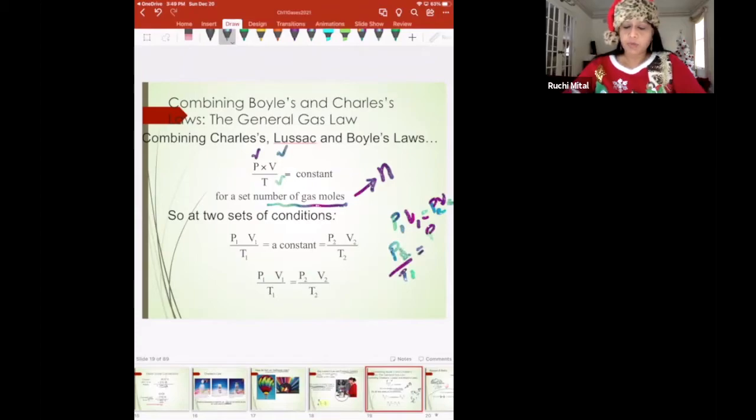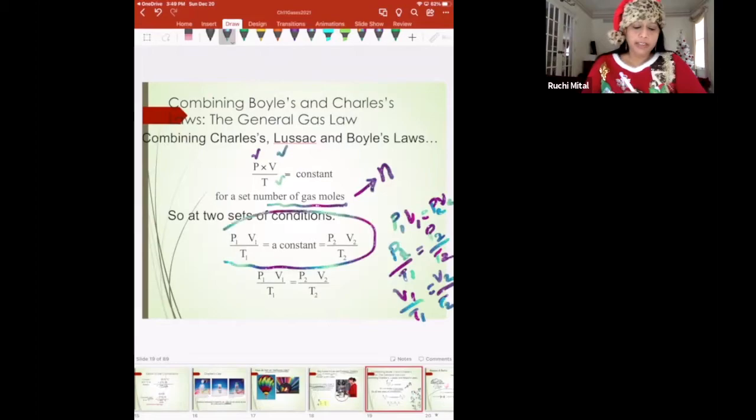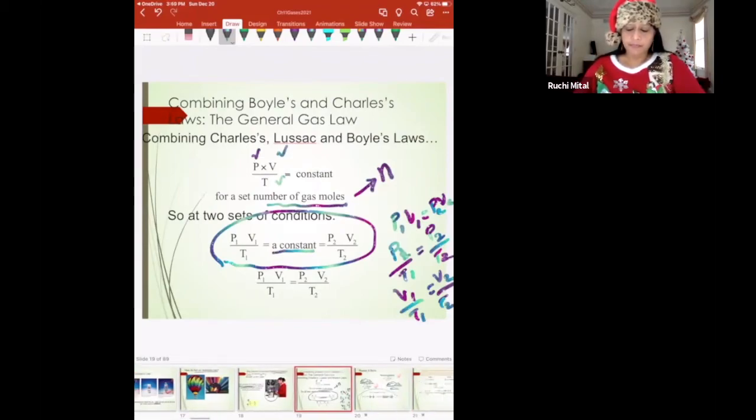Sorry, this will be P1 over T1 equals P2 over T2. And then we had also compared the relationship between volume and temperature, which was V1 over T1 equals V2 over T2. And if we combine all these laws, we get a new law that is called the combined gas law, which is P1 V1 over T1 equals P2 V2 over T2. And this is your constant. As we change these variables, this is going to change accordingly.